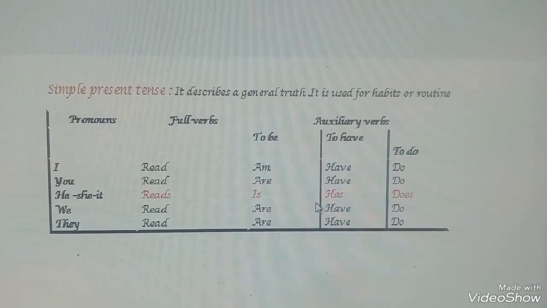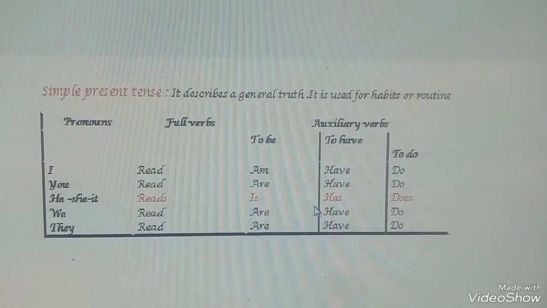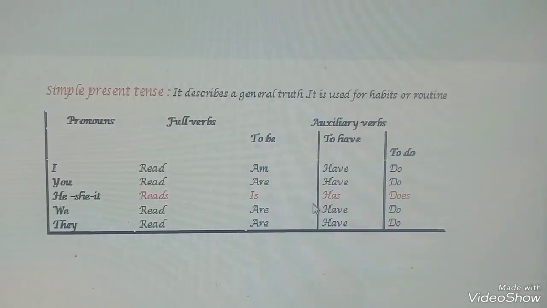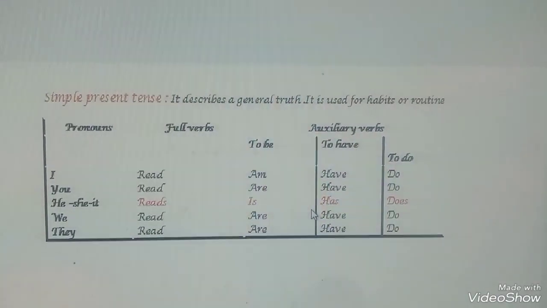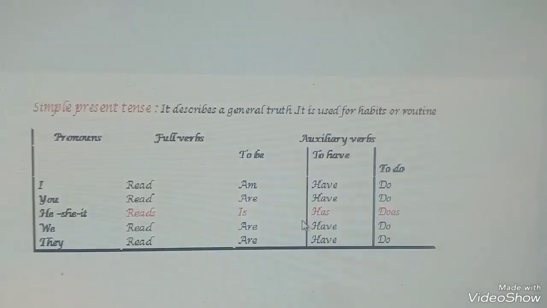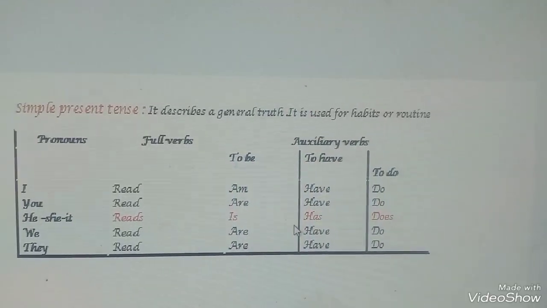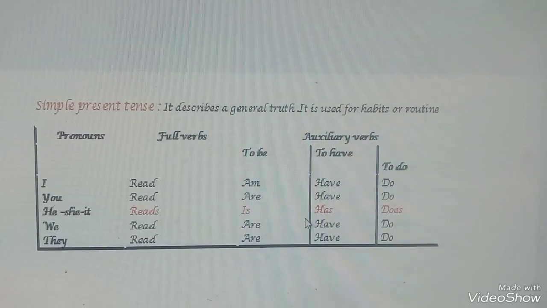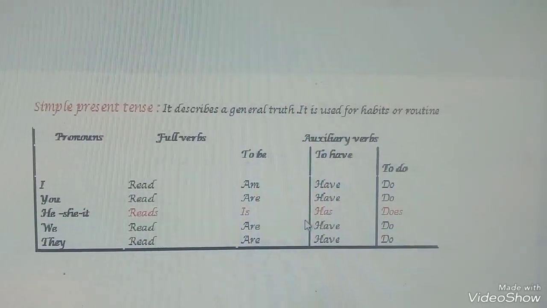Pronouns, we have I read, you read, he, she, it reads, we read, they read. To be, اللي هو كان, I am, you are, he is, we are, they are. Auxiliary to have, اللي هو يملك, I have, you have, he, she, it has, we have, they have. Verb to do, I do, you do, he, she, it does, we do, and they do.